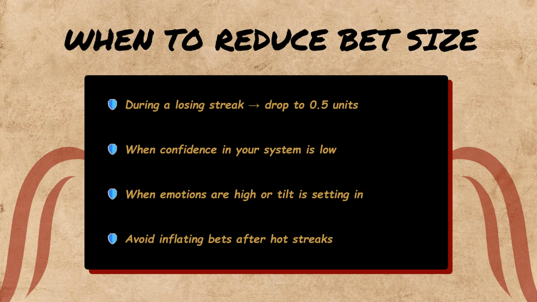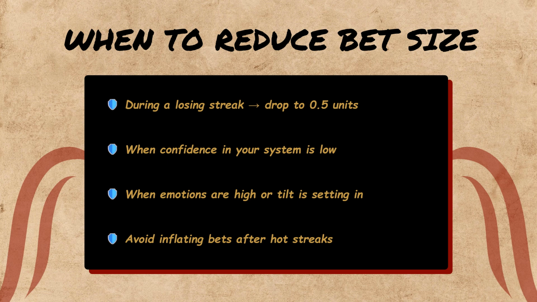Number one is going to be losing streaks. So if you're dropping unit after unit, don't double down like a maniac. Cut your unit in half. Maybe go down about a half of a unit and ride it out. It's all about survival. Remember that. Number two would be low confidence in your system. Maybe your angles are off. Maybe you're reading the market wrong. It's not the time to be firing big bets. It's the time to protect your bankroll and then maybe recenter and think about things a little more. Next would be high emotions, whether it's frustration from losses or tilt from a bad beat or even just personal stuff off the field.